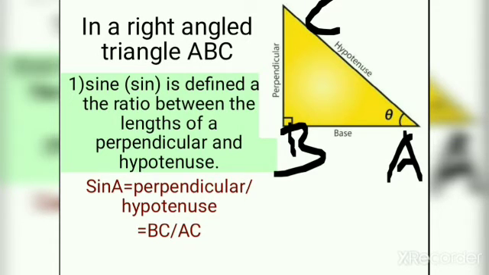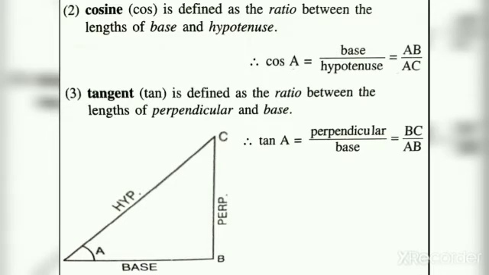by hypotenuse. So we'll see the next one, cosine. Cos is defined as the ratio between the lengths of the base and hypotenuse. For cos, you're going to take the reference angle as angle A. So cos A is equal to base by hypotenuse. What is the base? AB is the base and hypotenuse is AC. So AB divided by AC. So cos you can remember as CBH.